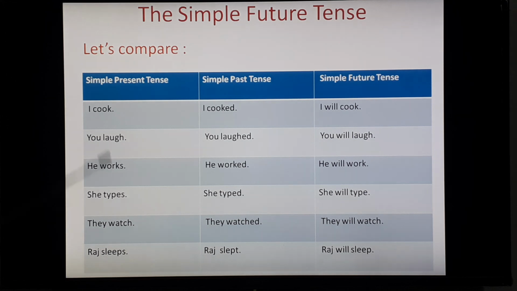Raj sleeps. This is simple present tense. Raj slept. This is the example of simple past, that is V2 form. Slept, that is V2 form of sleep. Simple future tense, Raj will sleep. Will auxiliary verb, and sleep, that is V1 form.